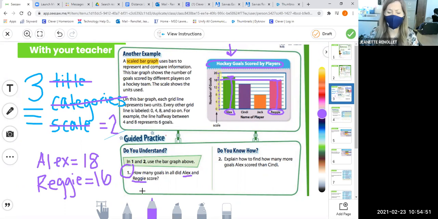So our question says, how many goals in all did Alex and Reggie score? That's an addition problem. Alex and Reggie all together, that's an addition problem. So we can add together 18 plus 16. Go ahead and find your sum right now.